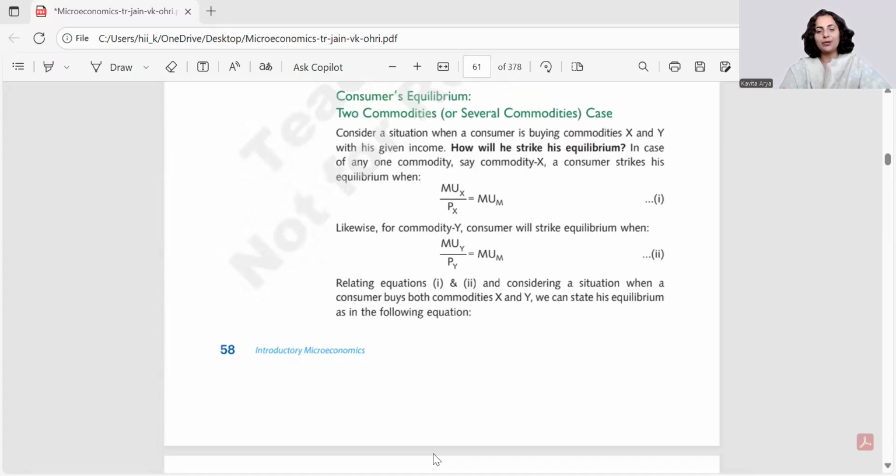Right. So continuing from our previous content, we studied consumer equilibrium in the one commodity case in the previous module. Now the topic at hand is the two commodities case.